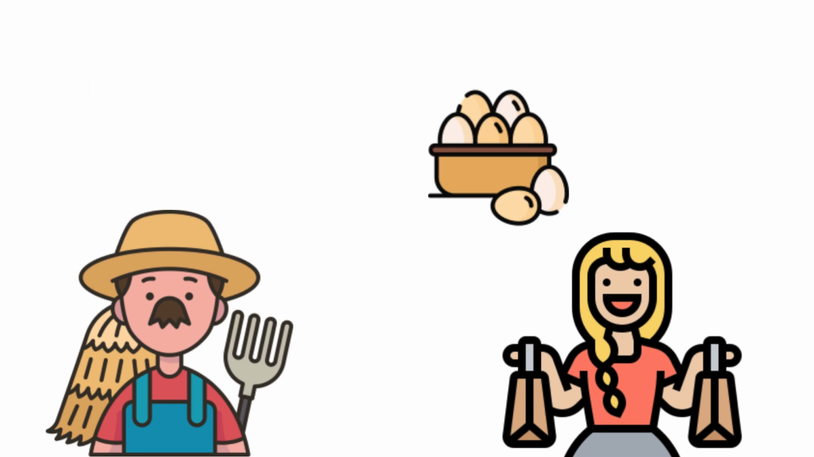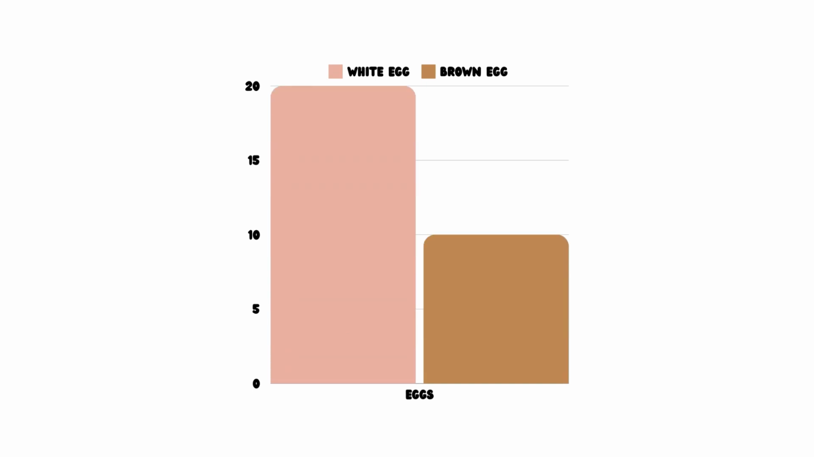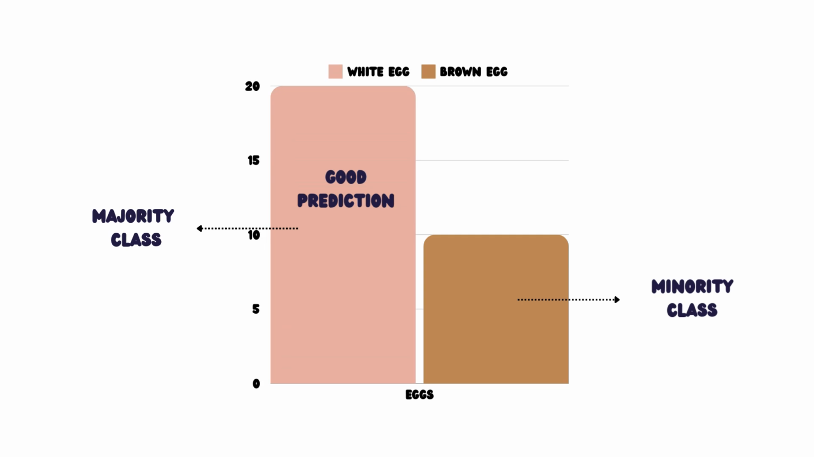Now let's see how this works with machine learning and what this has to do with machine learning. Let me explain. To make it easier, here is an example of a column chart. The column chart shows an imbalanced data set. On the left, it shows the majority class, and on the right, it shows the minority class. If there is such imbalance in the data, it is difficult for a machine learning model to avoid making biased predictions.